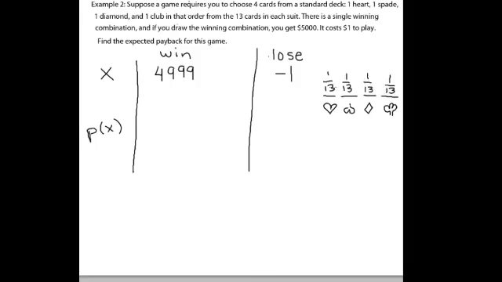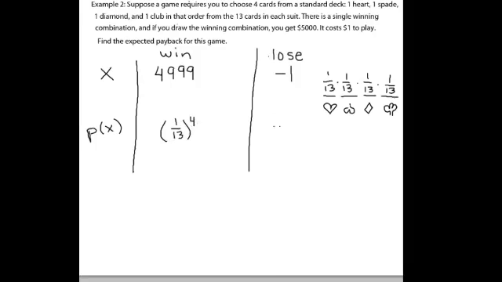Now, to find the probability of winning, we would just multiply all of these probabilities together because of the multiplication rule. All of these events are independent. Choosing a card from one suit isn't going to affect your choice from any of the other suits. So then, the probability of winning would be 1/13 times 1/13 times 1/13 times 1/13, or just 1 divided by 13 to the 4th.